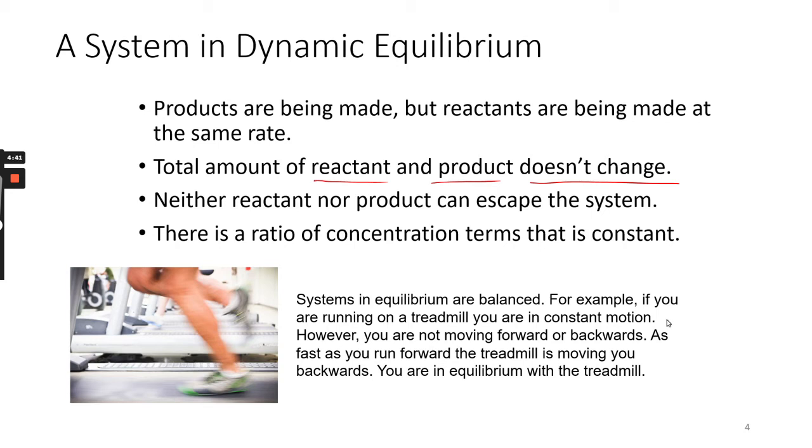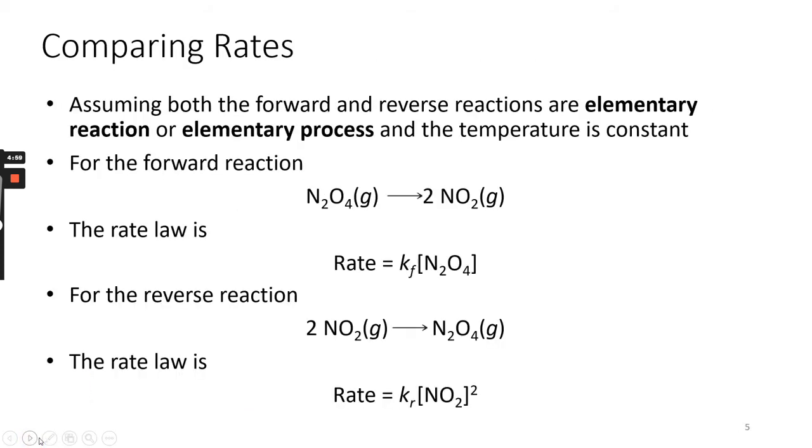So that's what's going on with your chemical reaction. The forward reaction is occurring, but so is the reverse reaction. So it appears like you're not moving, just like you running on the treadmill. You are actually running, but you are not moving forward or backwards. You're in equilibrium.